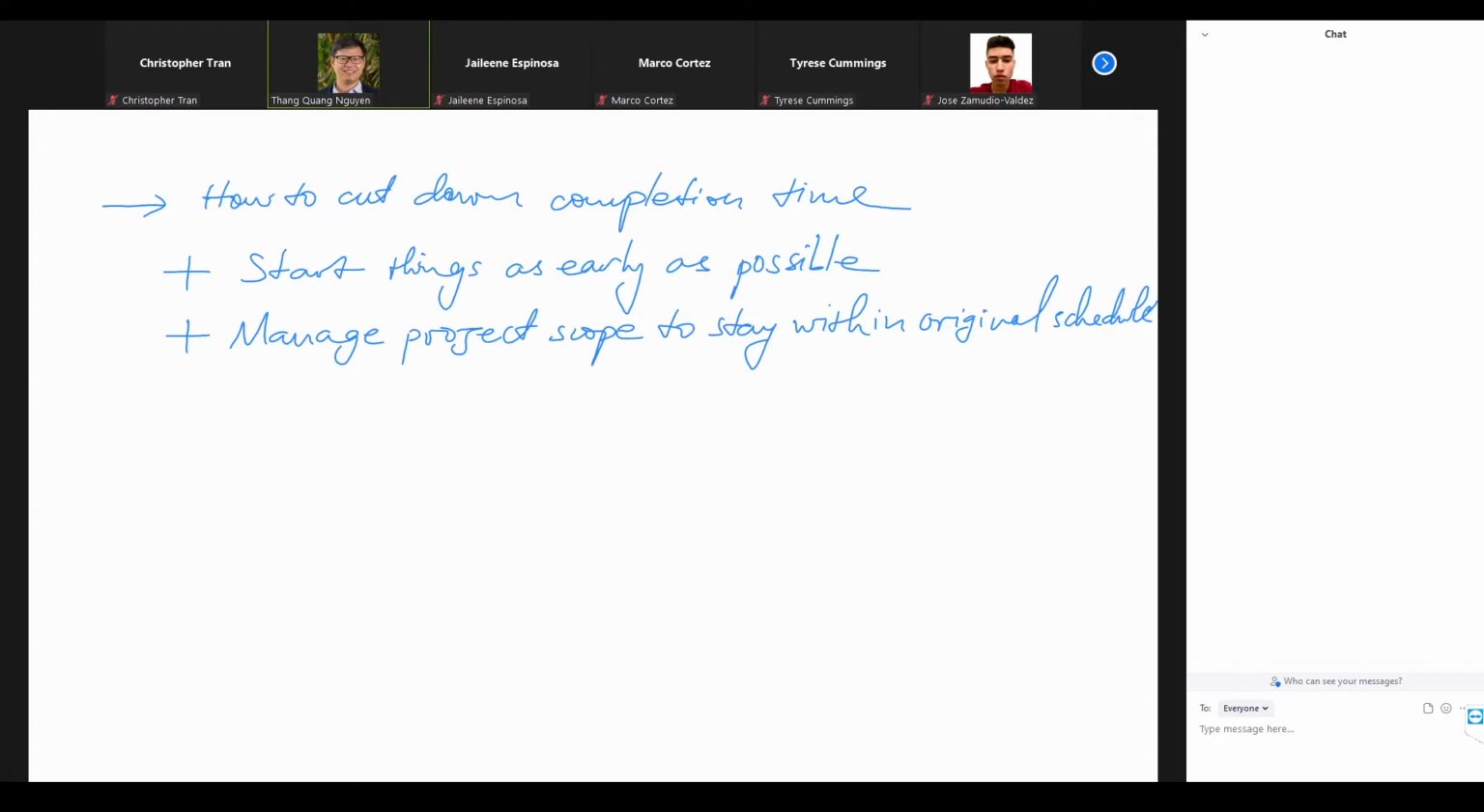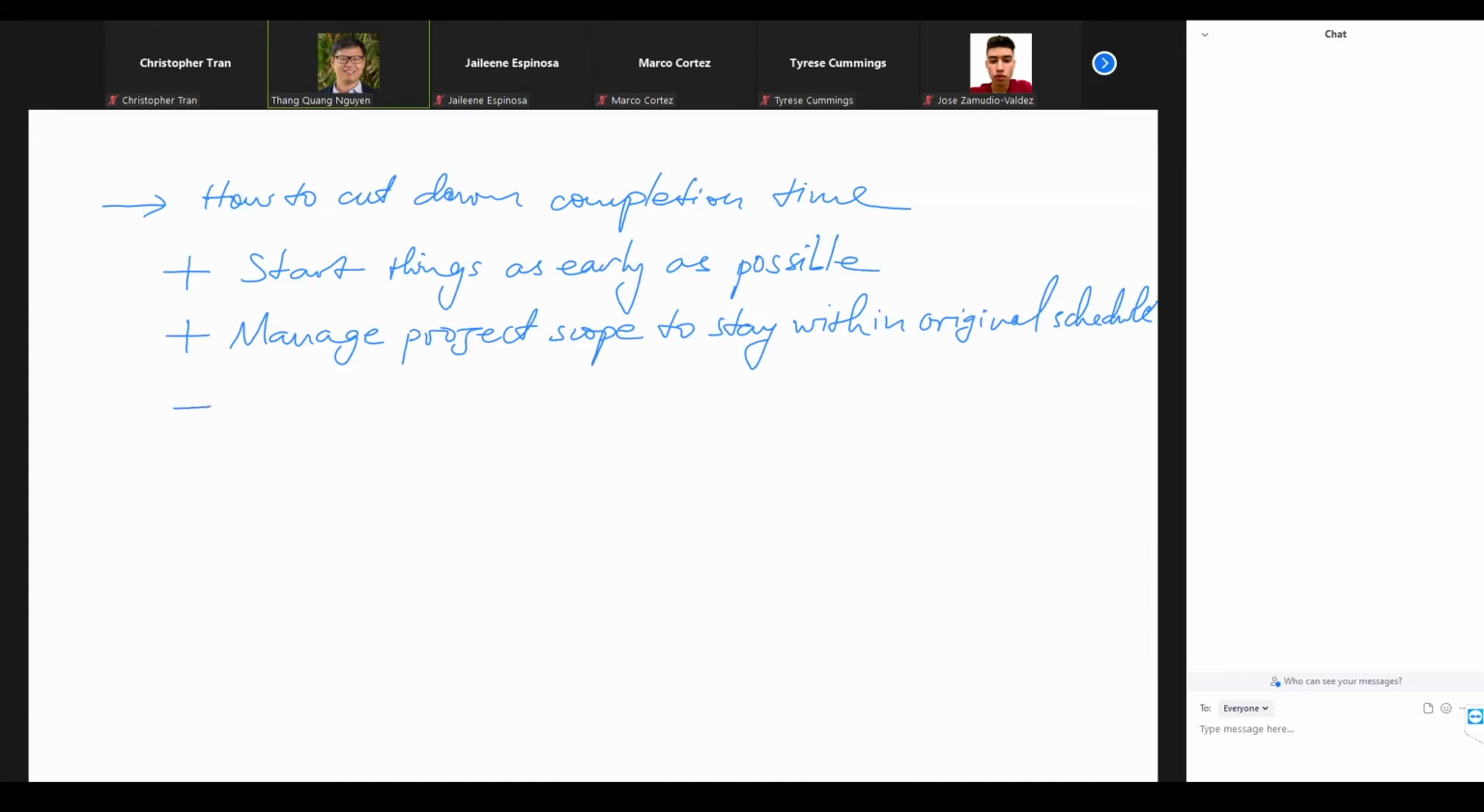So in commercial construction, right, if you want to complete the project on time, then you have to think hard about the scope first. What scope we want to do first, make a good estimate of it, so that we don't have to change the schedule later on, right? So managing the scope is another way to control the completion time, or sometimes to cut down the completion time.